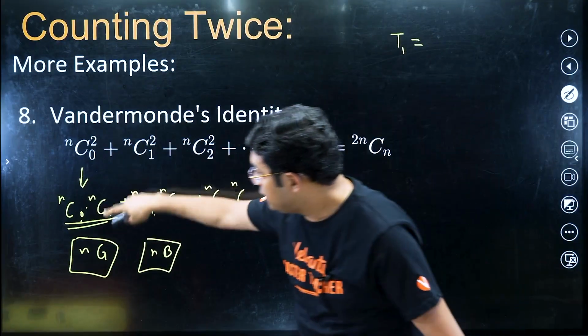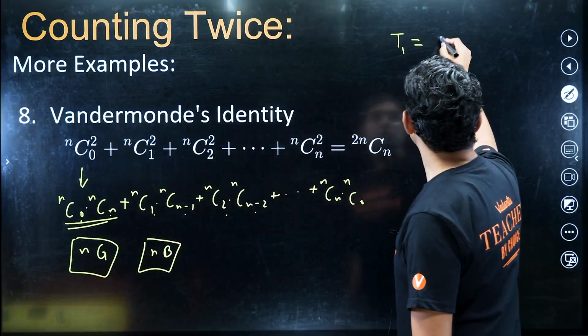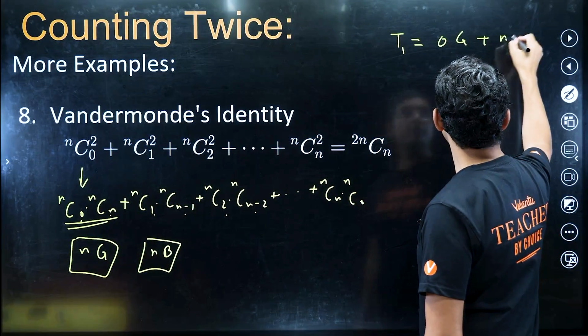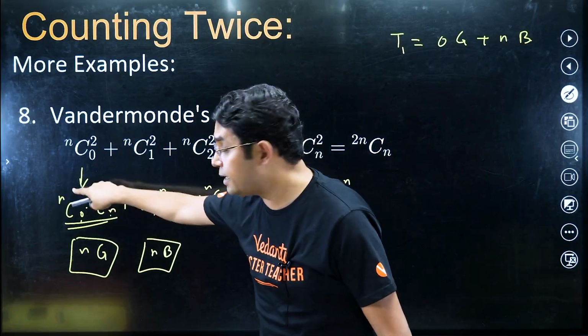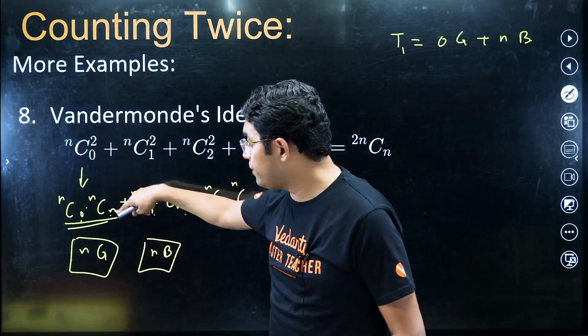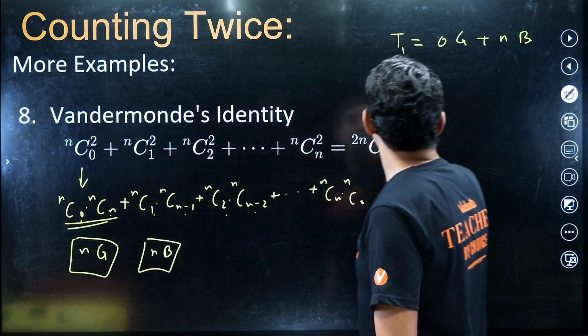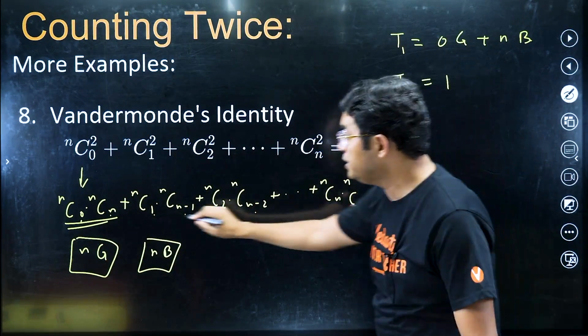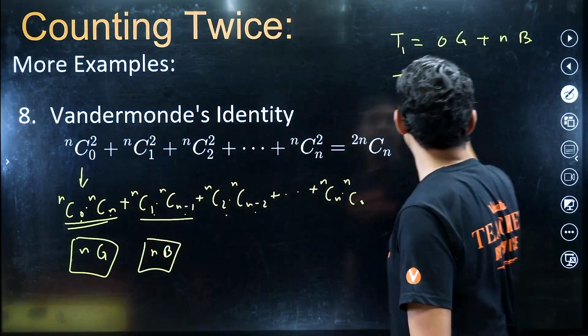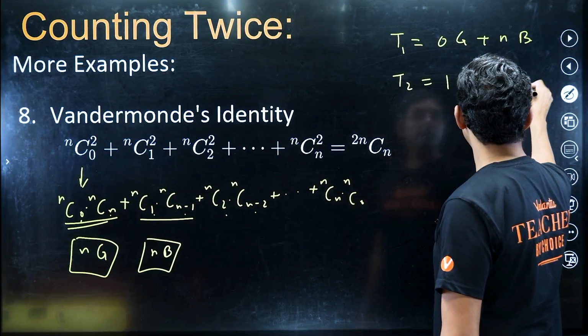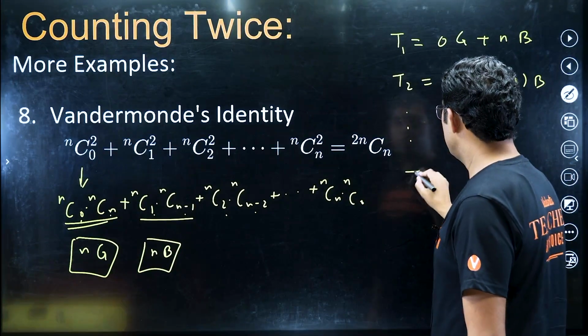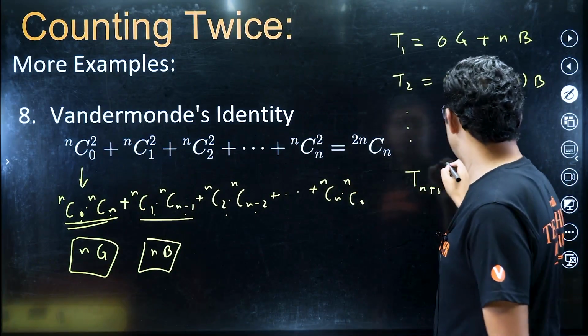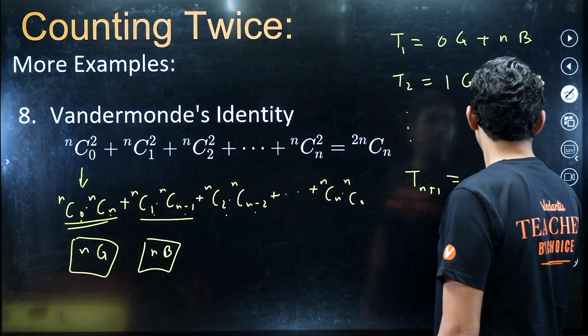My first term, that's T1. It says 0 girls selected, plus n boys selected. Out of n girls, 0 girls selected. Out of n boys selected, nCn ways. But term T2 means this one. It says 1 girl selected and n minus 1 boys selected. And so on. The last term, that would be Tn plus 1. It says n girls selected and 0 boys selected.